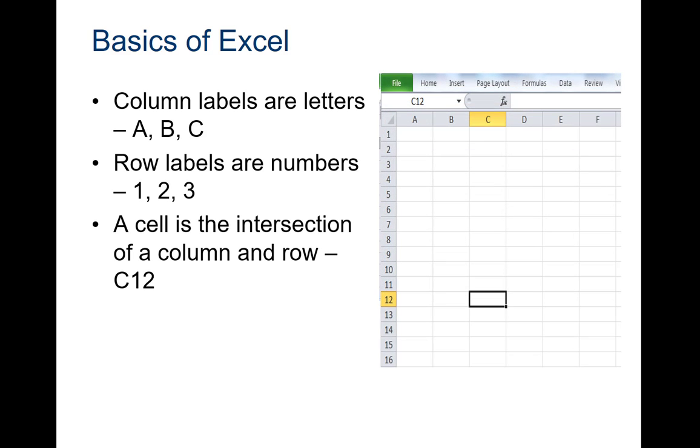And then a cell is the intersection of a column and a row. So think of Battleship. You would say C12. We're looking for a hit or not. Excel works in the same way. It's just giving you 2 points of reference for a triangulation of a point in space.